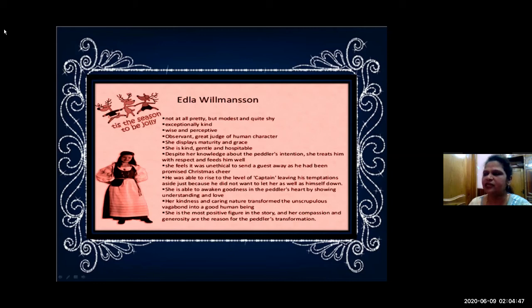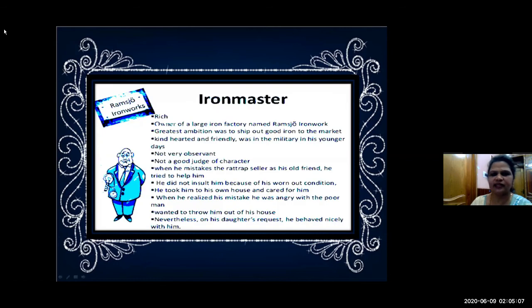Her kindness and caring nature transformed the unscrupulous vagabond into a good human being. She is the most positive figure in the story, and her compassion and generosity are the reasons for the peddler's transformation. So this is how you can write the character sketch of Adela Wilmanson.